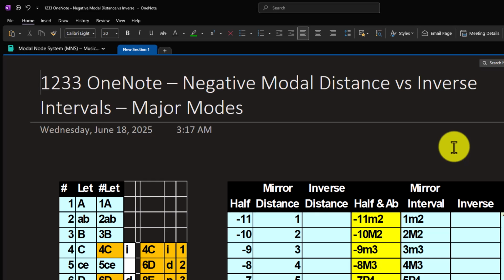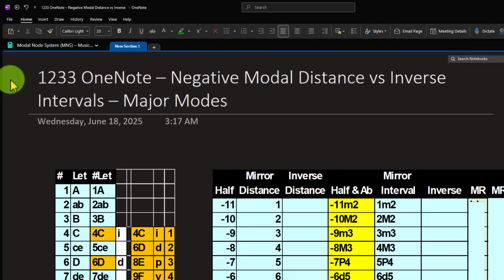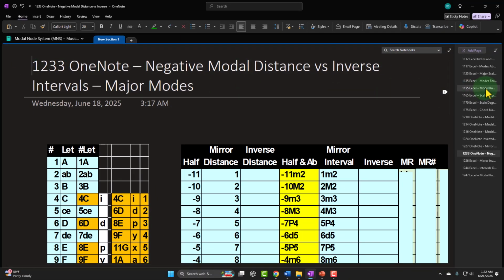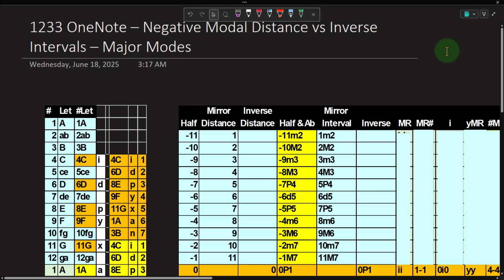Not required to, but if you have access to it and would like to follow along, we're currently in the OneNote file of Modal Node System, MNS Presentation 1233, negative modal distance versus inverse intervals, major modes, the list of the presentations on the right. We plan on adding plenty more to them shortly.